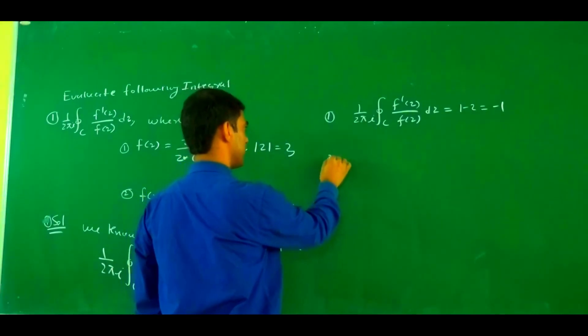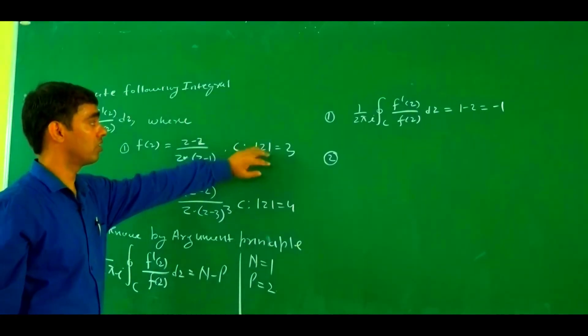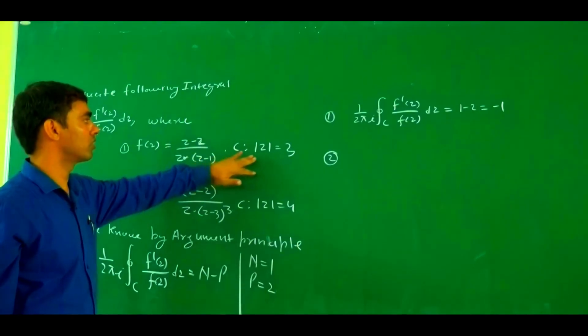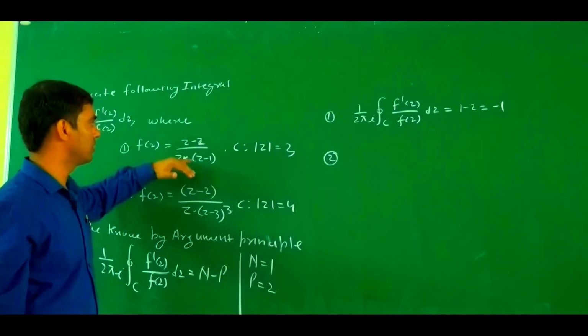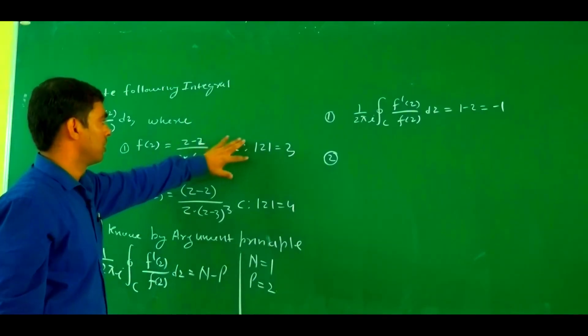And in the second case, there is also a need to check whether all the singular points and zeros lie inside or not. So mod z equals 3, so z equals 0, z equals 1 and z equals 2 lie inside the circle C.